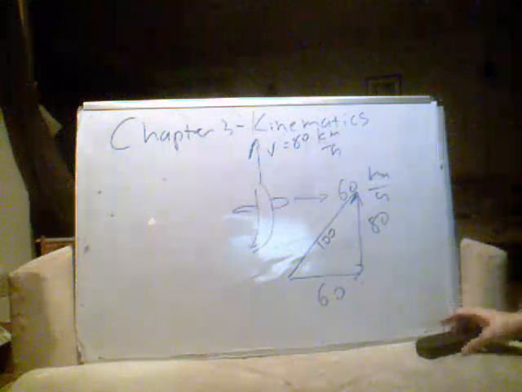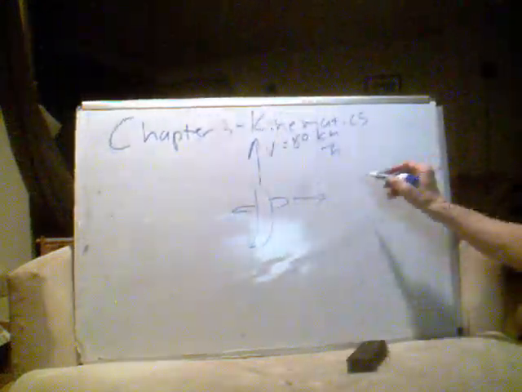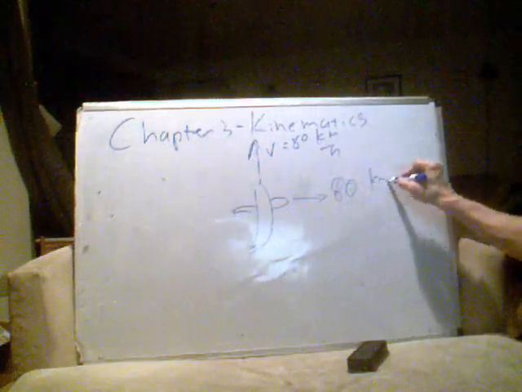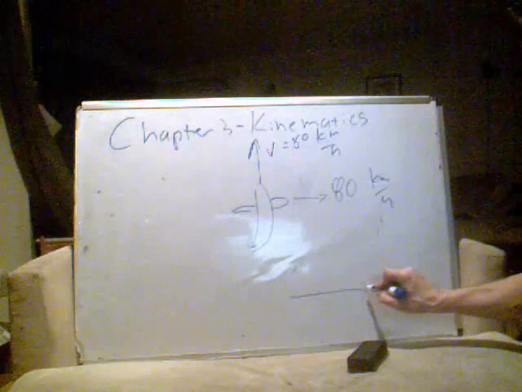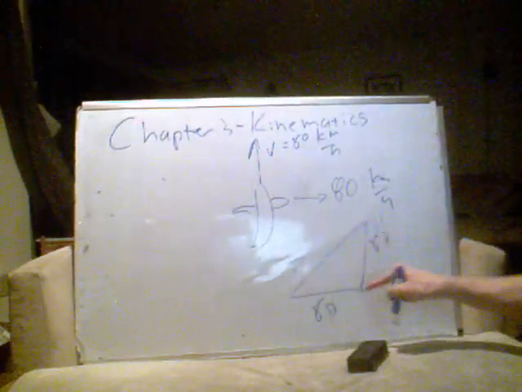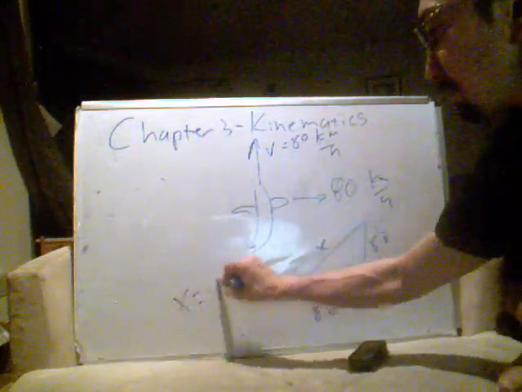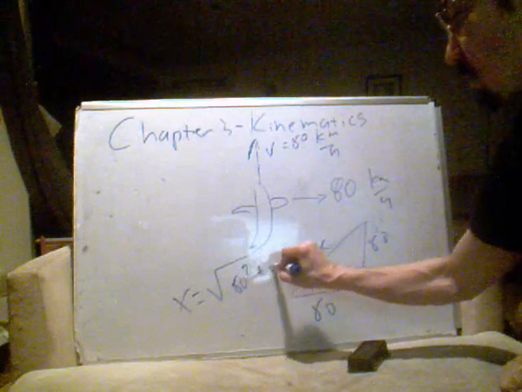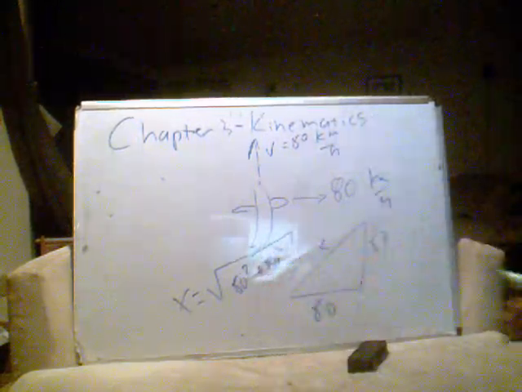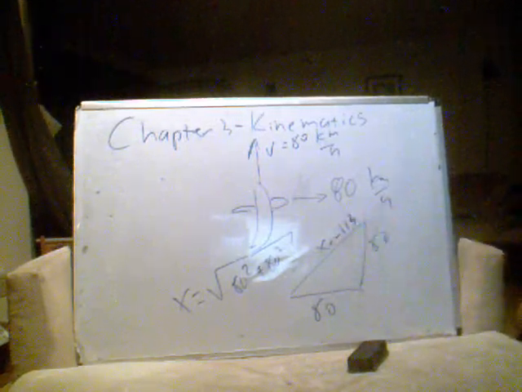Now, really quickly, if this crosswind, instead of being 60 kilometers per hour, was 80 kilometers per hour, you would have a different triangle, right? This would be 80, this would be 80, and then in order to figure this out, (80 squared plus 80 squared) square root, that puts this closer to 113.